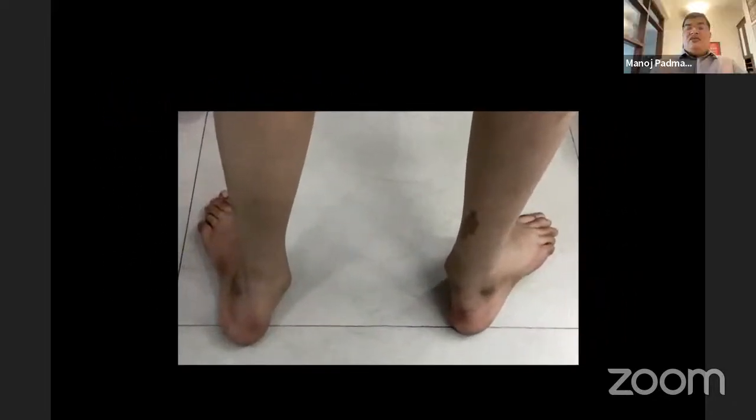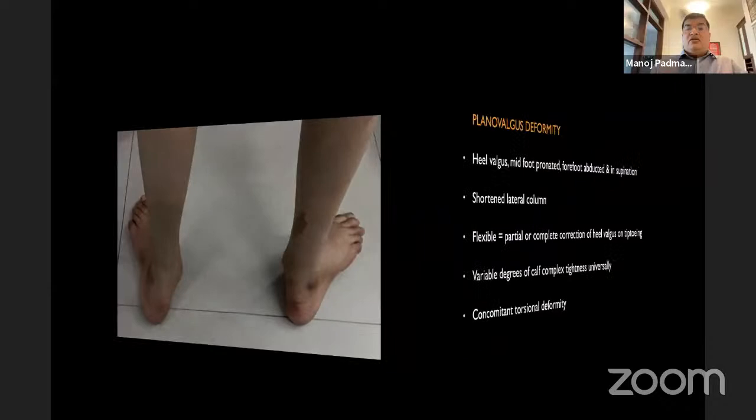Eventually, the foot ends up with this. As you can see, the hind foot is abducted, everted. You can see the toes are all visible from behind, what we call the too many toes sign, because of the forefoot abduction. All the weight bearing, as you can imagine, if you draw an imaginary line from the tibia, is focused on the uncovered talar head. So you'll have callosity on the medial border, and that's usually the source of pain.